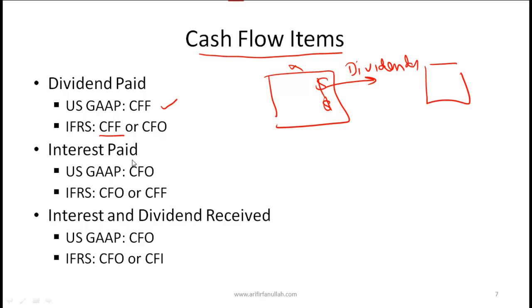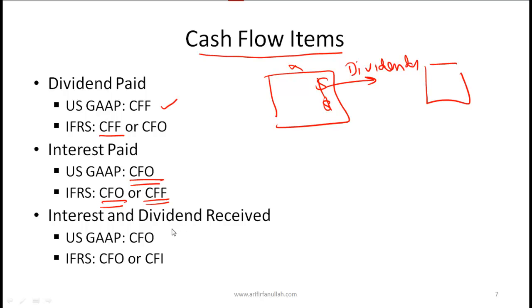Interest paid: this is when the company has issued a bond or has borrowed money in some other form and needs to pay interest. According to US GAAP, the money that is paid out must be classified as cash flow from operations, whereas IFRS, again more flexible, allows the money that is paid as interest to be classified as either CFO or CFF.